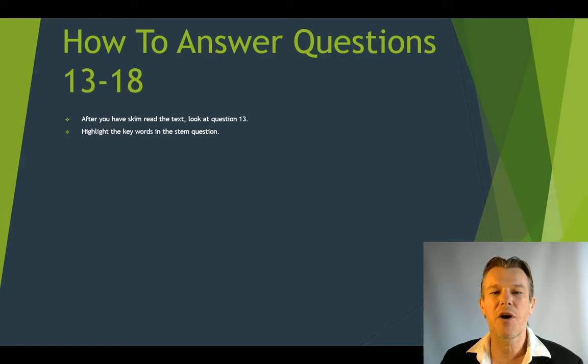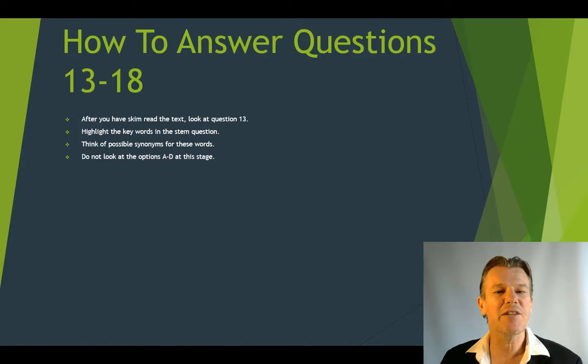So in question 13, highlight the key words in the STEM question. Okay. Think of possible synonyms for these words in the STEM question. What is very important at this stage is you don't look at the options A to D.